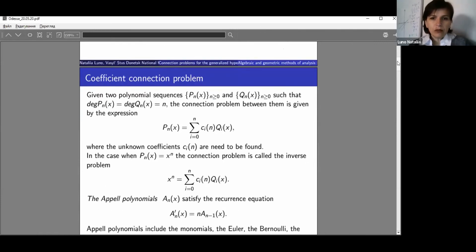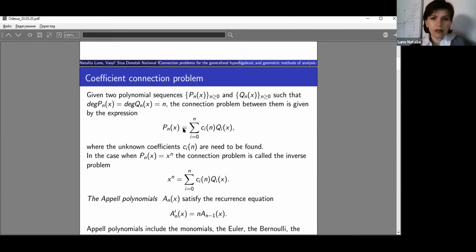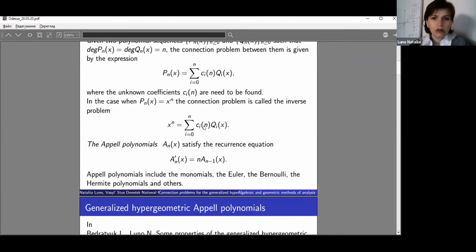The problem of connection is to find the unknown coefficients C_k in the right-hand sum of the equality P_n(x) equals and so on. If one of the sequences is the representatives of the standard basis, the connection problem is called the inverse problem, and here you see the equation.